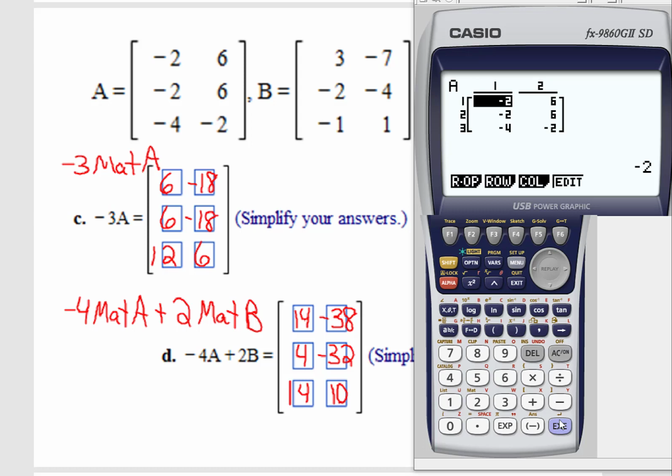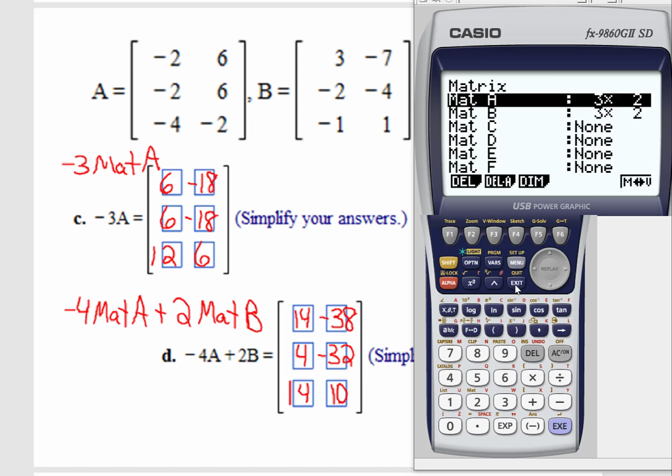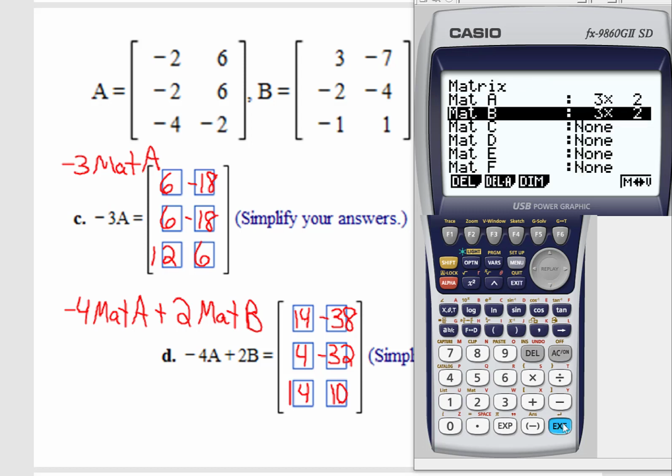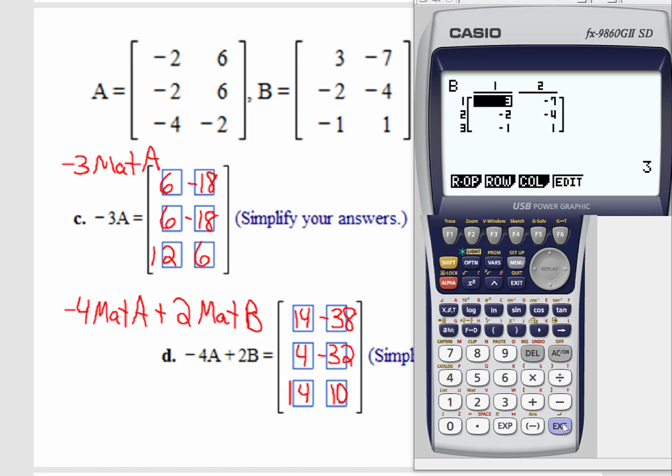So I have -2, 6. Oh, it's the same numbers. Yay. Okay, I'm just going to go ahead and confirm that it's the same numbers for matrix B. Press execute. 3, -7, -2, okay, good. So same numbers. I'm going to exit out.